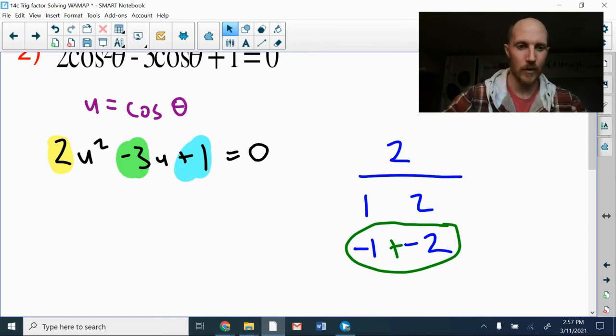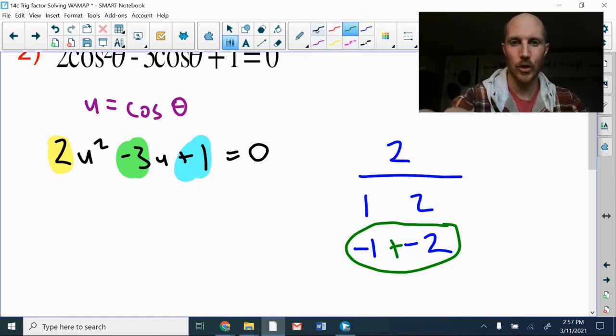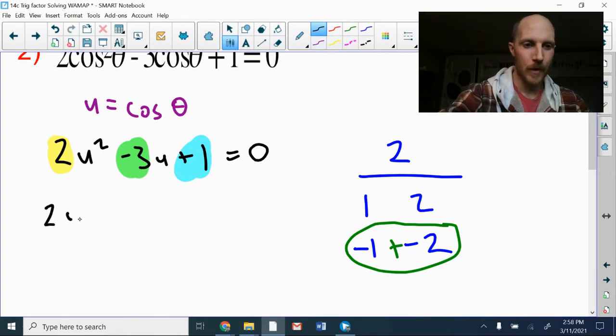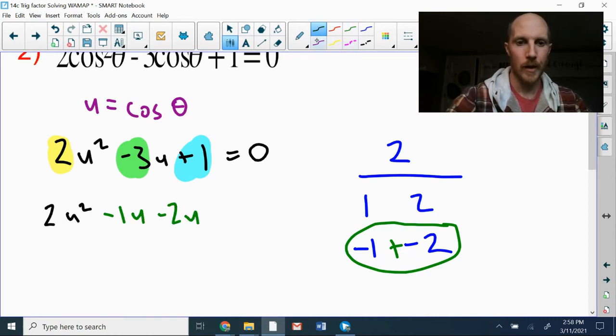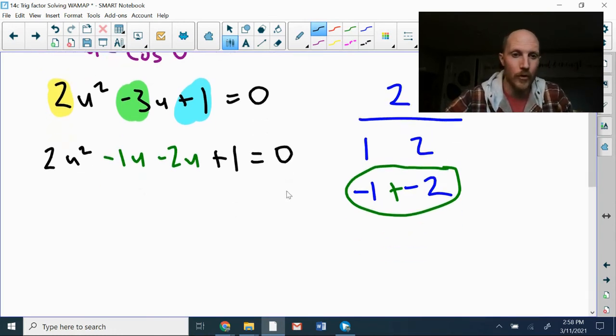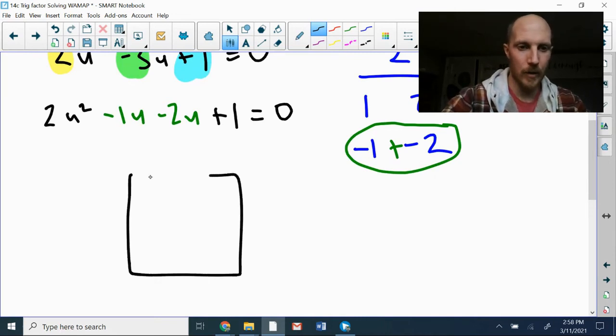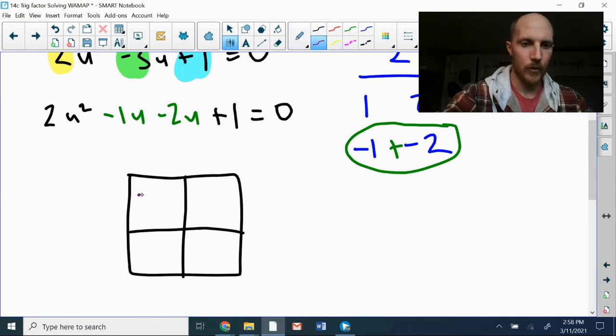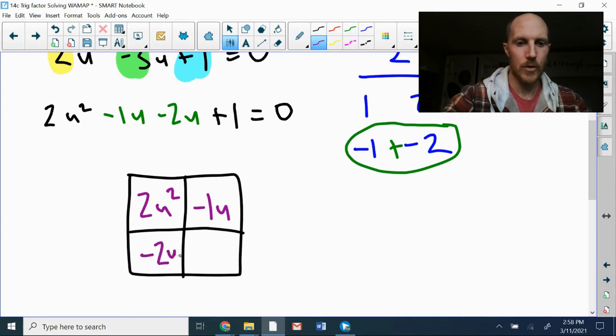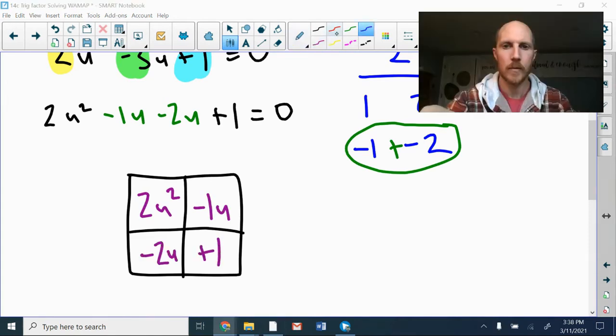All right, so we're going to split apart that center term in the original equation. Negative 1u minus 2u and plus 1 equals 0. Now I've got 4 terms. I can drop those 4 terms into my factor box. So 2u squared minus 1u minus 2u plus 1.